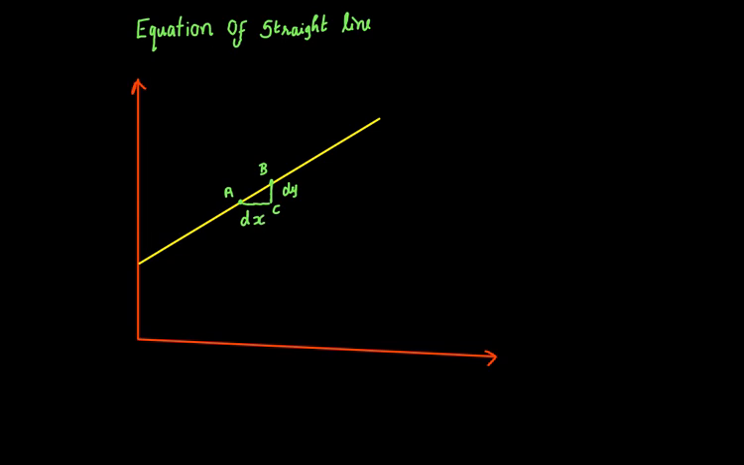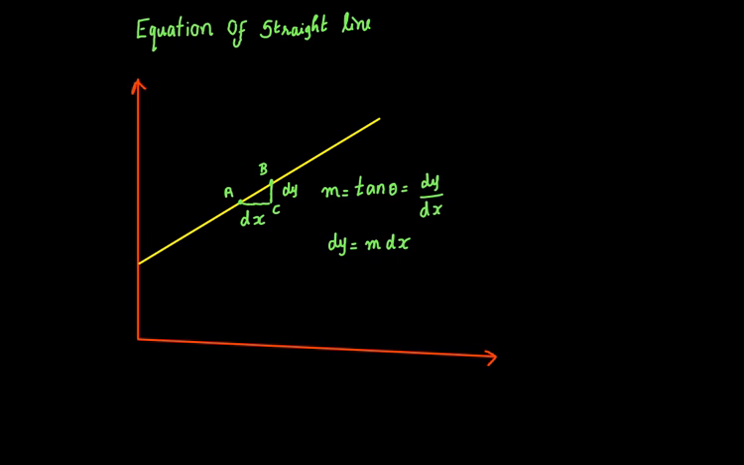I can define something called tan theta now. So tan theta, which is the slope, is denoted by the symbol m. m is equal to tan theta, which is the opposite side, dy, divided by the adjacent side, dx. I can rearrange this equation to get dy is equal to m into dx. m is just a constant for a particular straight line.